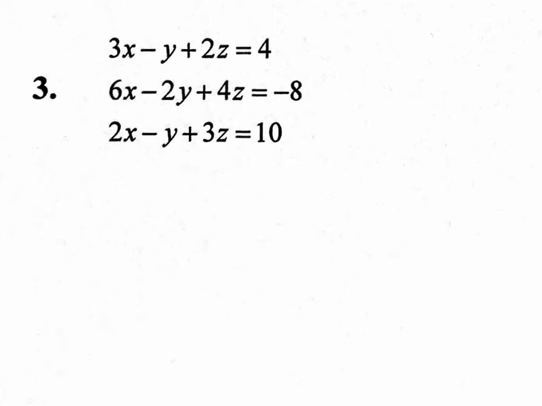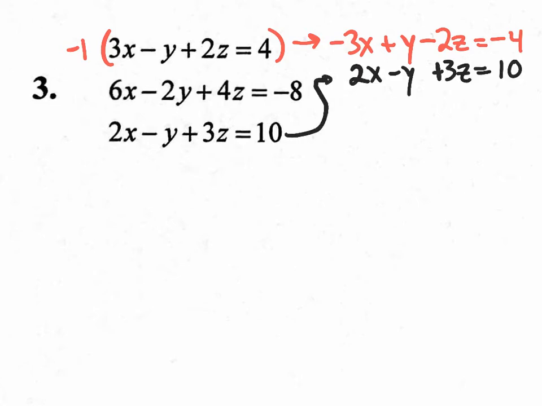And how are we going to cancel out y's? Which one do we want to use? Which one do we want to modify? The first and third. We could go first and second. It doesn't matter. But we're going to go with the first and third you guys decided on. So first and third, the top one, we're going to change it by multiplying it by -1. And we're going to get -3x plus y minus 2z equals -4. And the bottom one, we're going to leave it exactly the same. I'm just going to rewrite it right there.